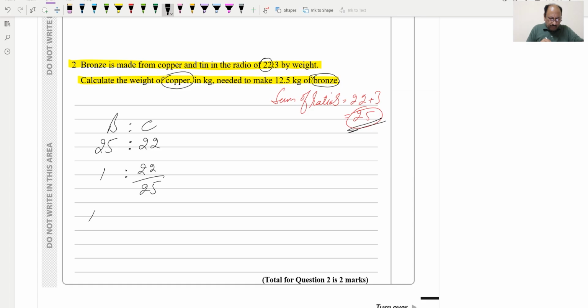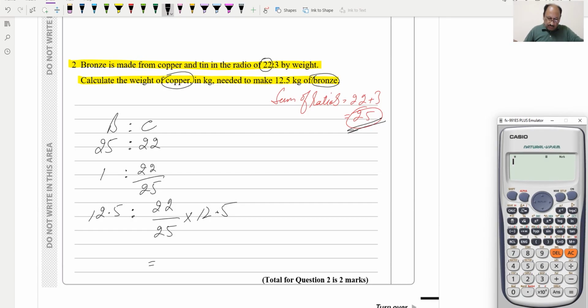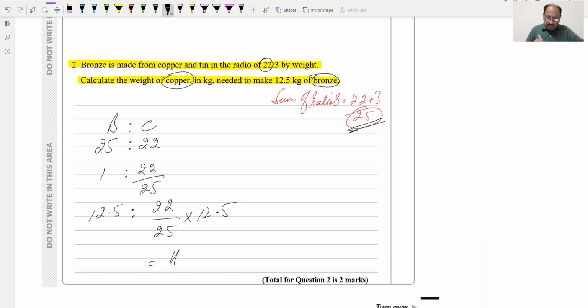And for bronze to be 12.5, we can find this as 22 over 25 multiplied by 12.5, and we can use a calculator to solve this. It will be 22 over 25 multiplied by 12.5, and this is equal to 11. So this will be 11 kilograms. This will be the final answer, and this was for 2 marks.